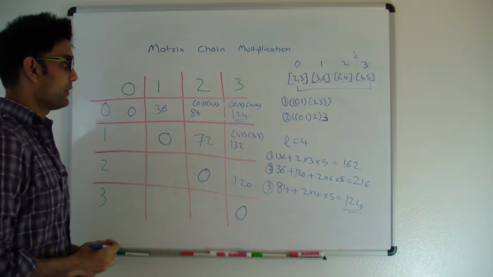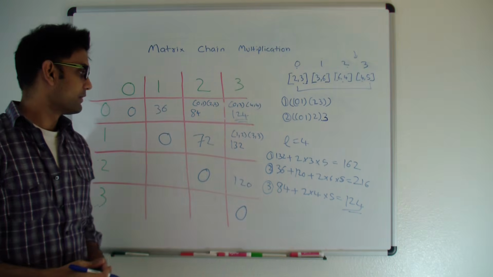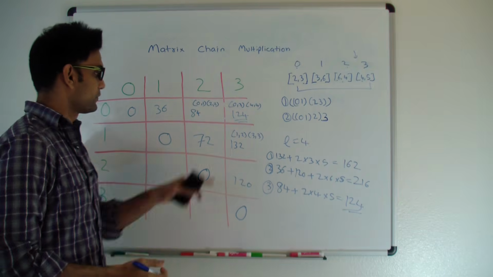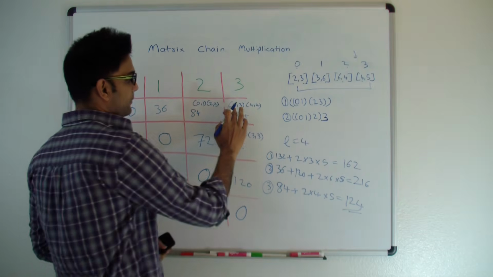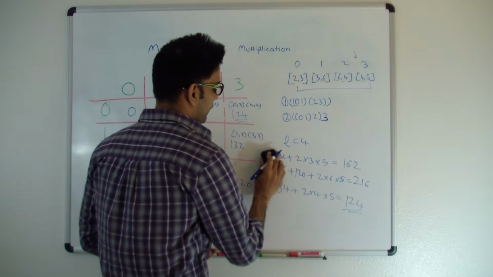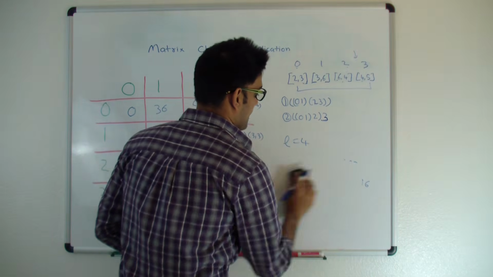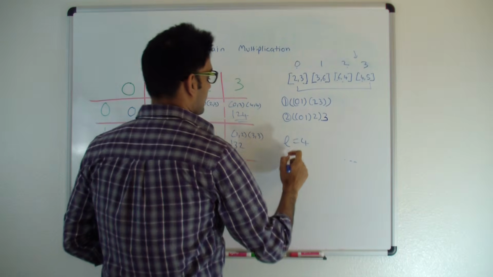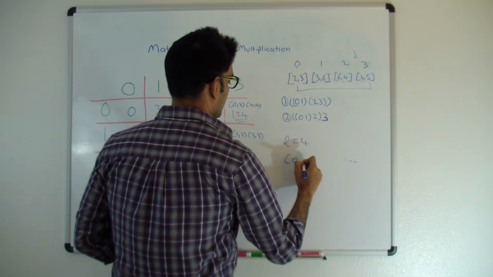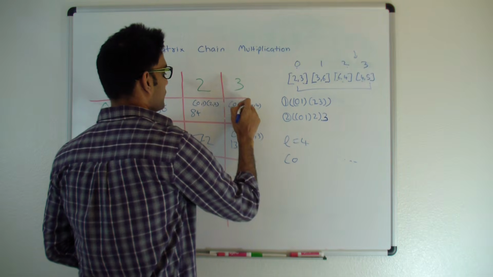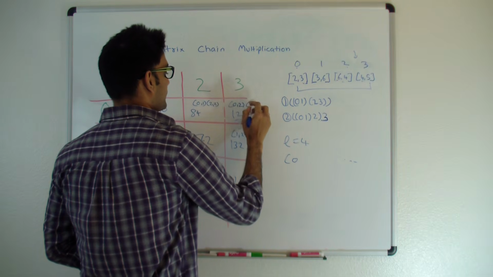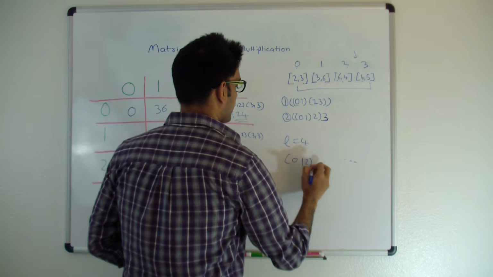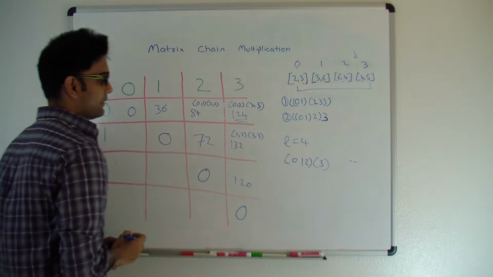Alright. So now if someone asks you what is the actual order, we know that 124 is the minimum cost, but what is the order in which to multiply? So we'll track back from here. So we know that we multiplied 0, 3 with 4, 4. So we know that 0 to 2 with 3, 3. So we know that 0, 1, 2 is together and 3 is by itself.